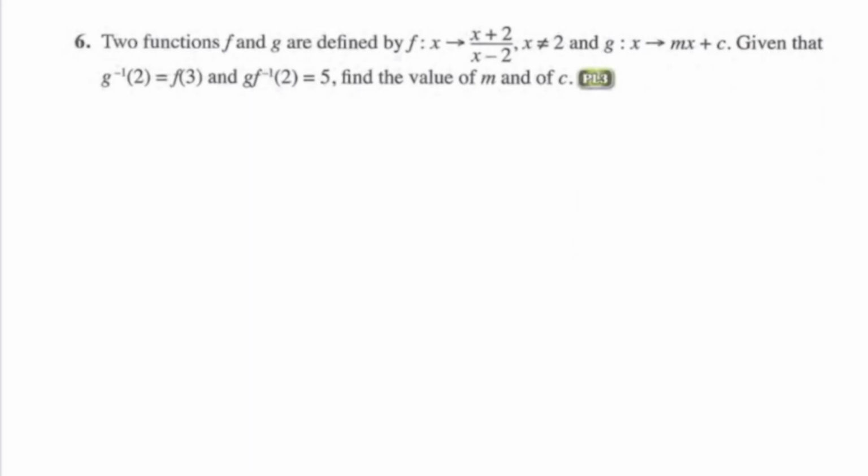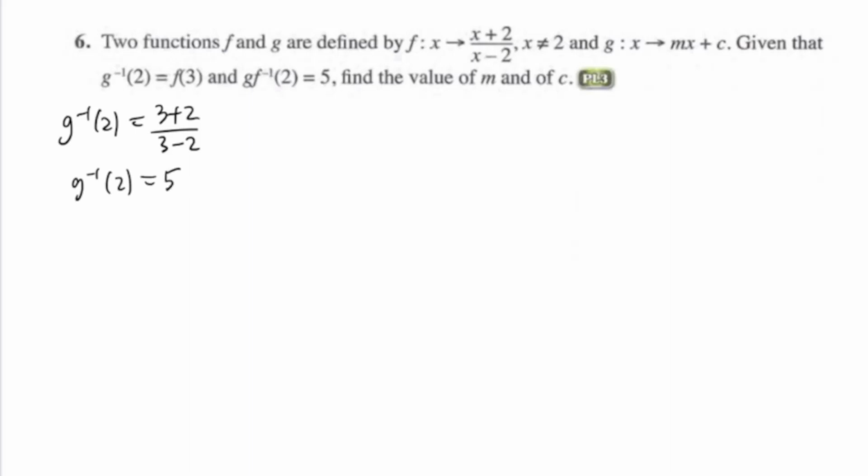Okay, so the first part is g inverse of 2 is f(3). Can we find what is f(3)? For f(3), I'm going to put 3 inside. 3 plus 2 over 3 minus 2. So g inverse of 2 is now 5 divided by 1, which is 5.